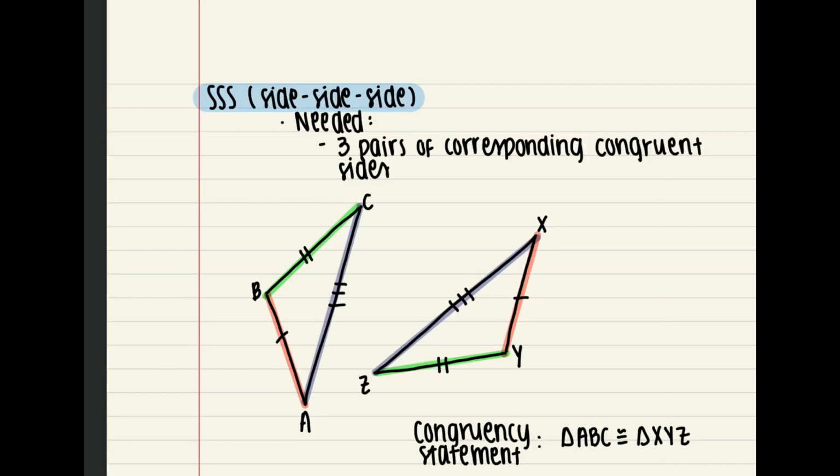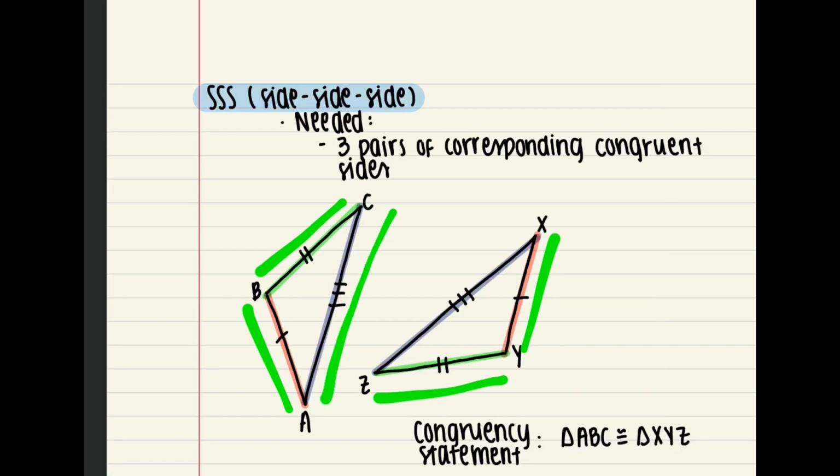So the first one I did talk about already was side, side, side, and what you need for this is 3 pairs of corresponding congruent sides. I've labeled them here, I've marked them here. If you have them on Google Classroom, you can see that they're colored. There are 3 sets of equal sides. So there's one set with 1 tick mark, which is AB, XY. There's one with 2, so BC is equal to ZY or YZ. And then finally AC and ZX. So if you see that, you know these are congruent by side, side, side.